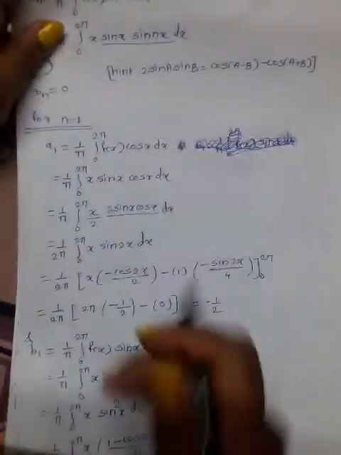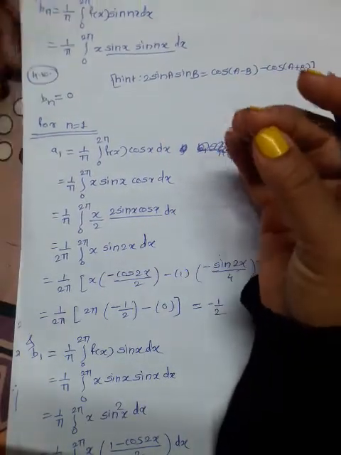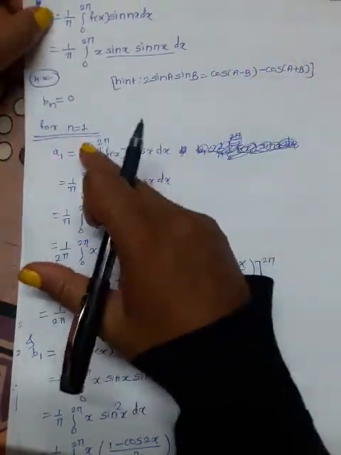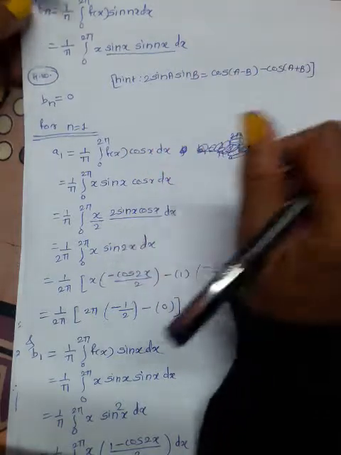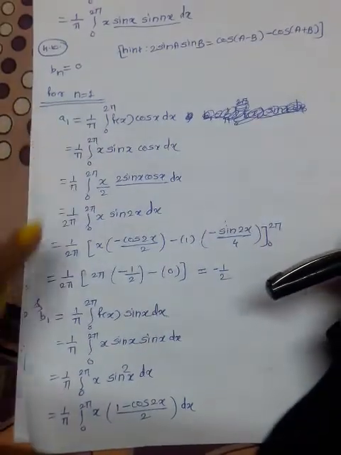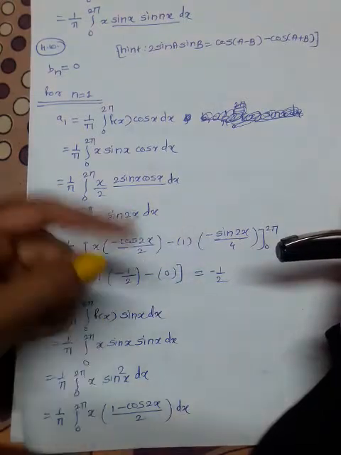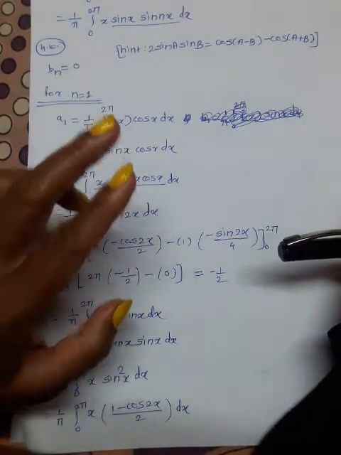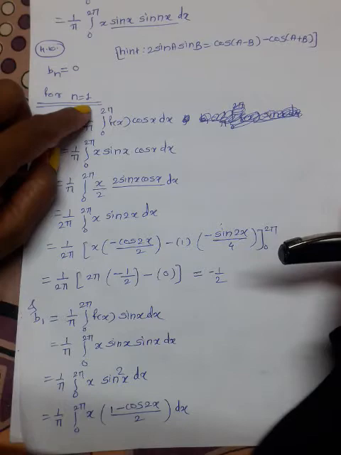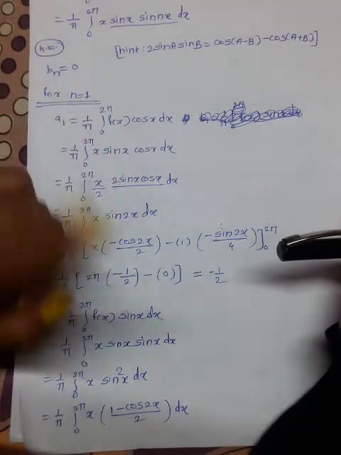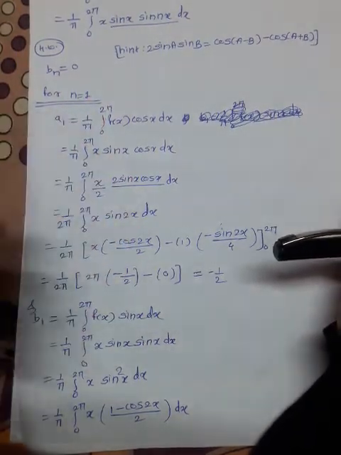Now once we calculate a naught, an and bn, we have to calculate for n equal to 1 values in this particular example, that is a1 and b1. Suffixes are for an and bn, not a naught. That's why by putting n equal to 1, we get a1 and b1. We have to calculate a1 and b1.